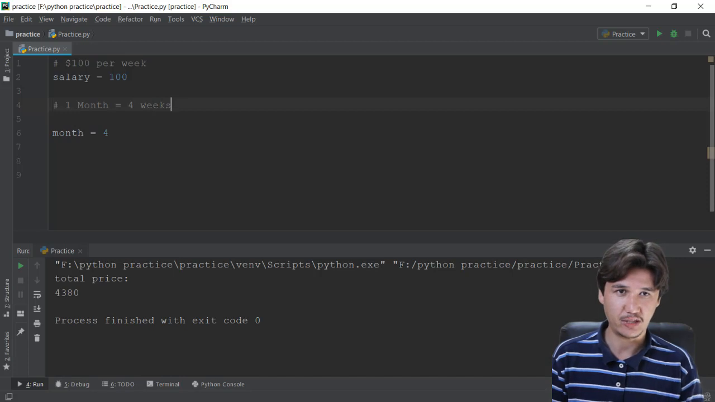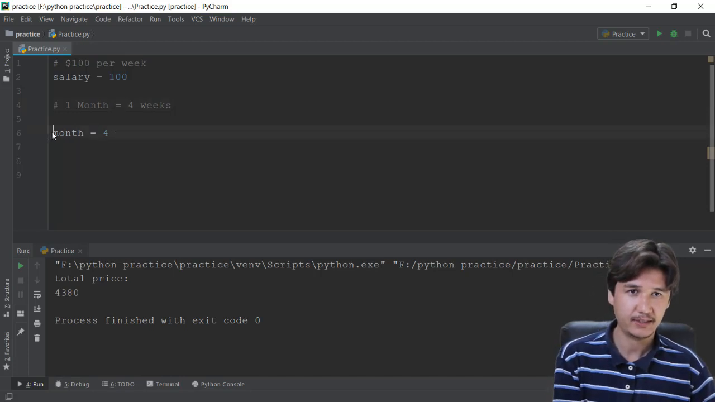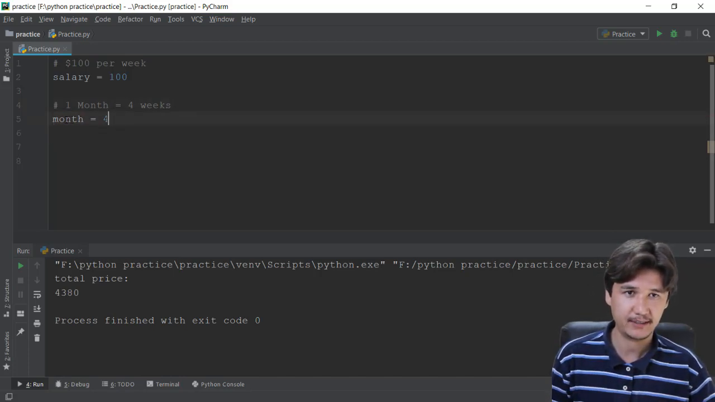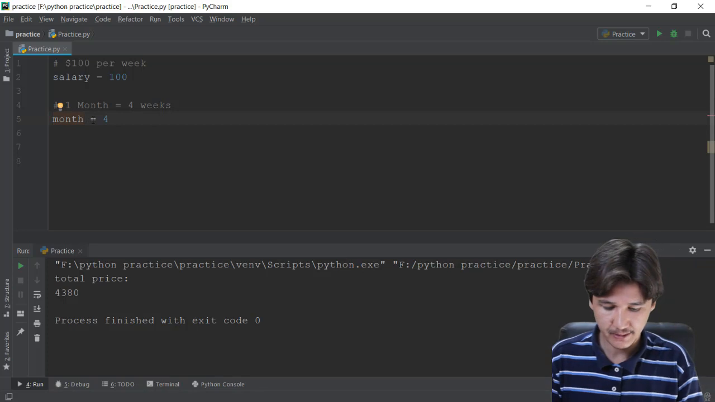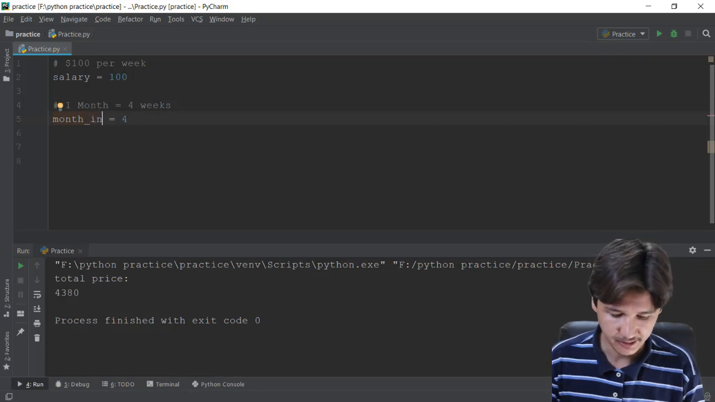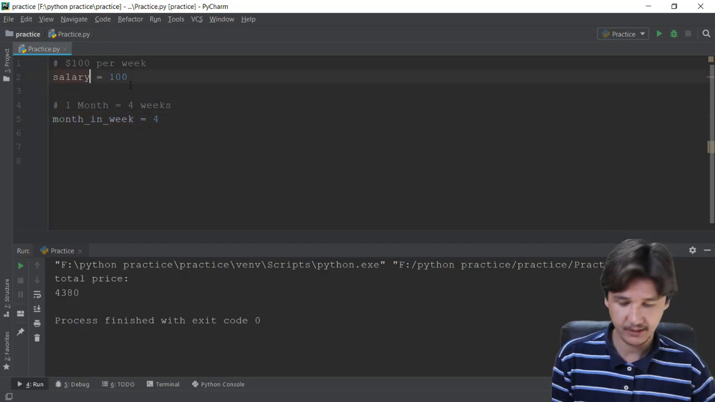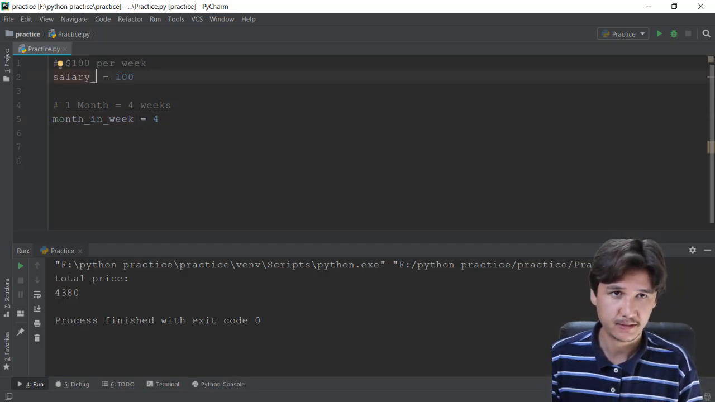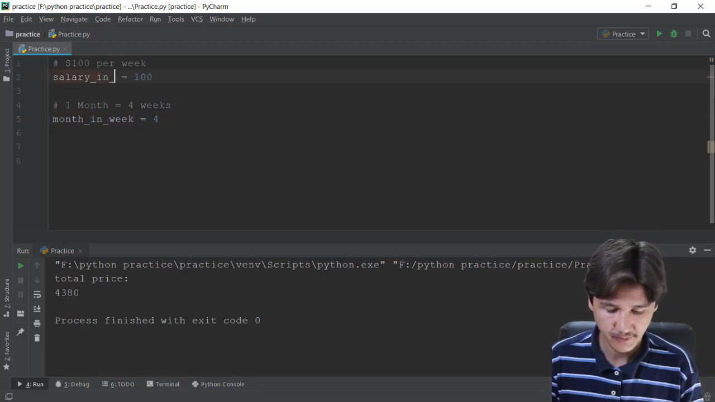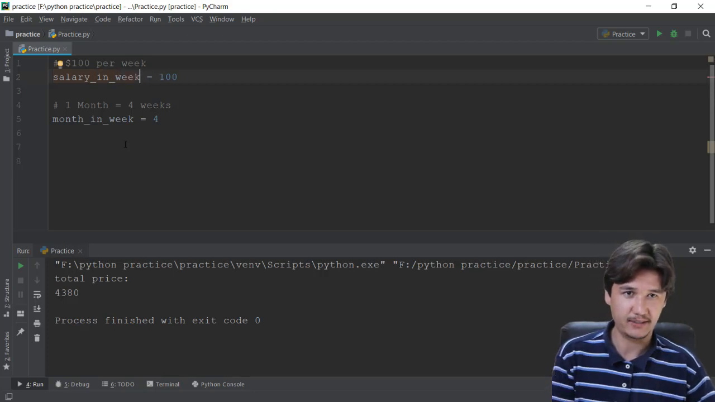Here is my program. Now I have 4 weeks in 1 month, and therefore it is not month, let me write in week. That is very well. Salary in week. Let me make it more clear.